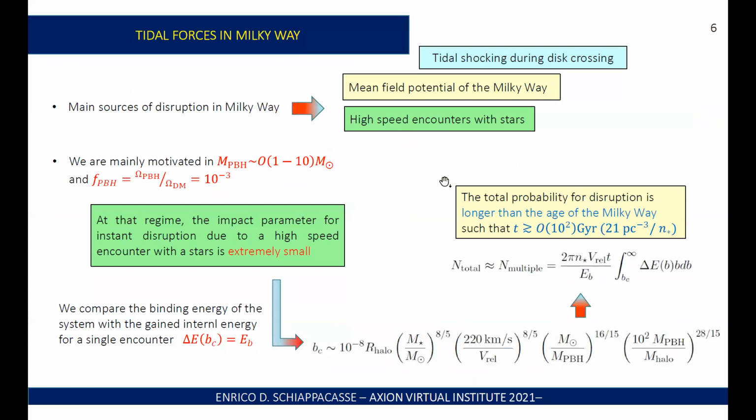So after dressed primordial black holes are incorporated into the Milky Way halo, they will undergo different levels of disruption. The main sources of disruption in the galaxy come from tidal shocking during disk crossing, the mean field potential of the Milky Way, and high speed encounters with the stars. If we consider the mass of the primordial black hole to be between 1 and 10 solar masses, the high speed encounter with stars is not important, because if we calculate the total probability for disruption, we require a time which is longer than the age of the Milky Way. Then we will focus on these two sources of disruption.